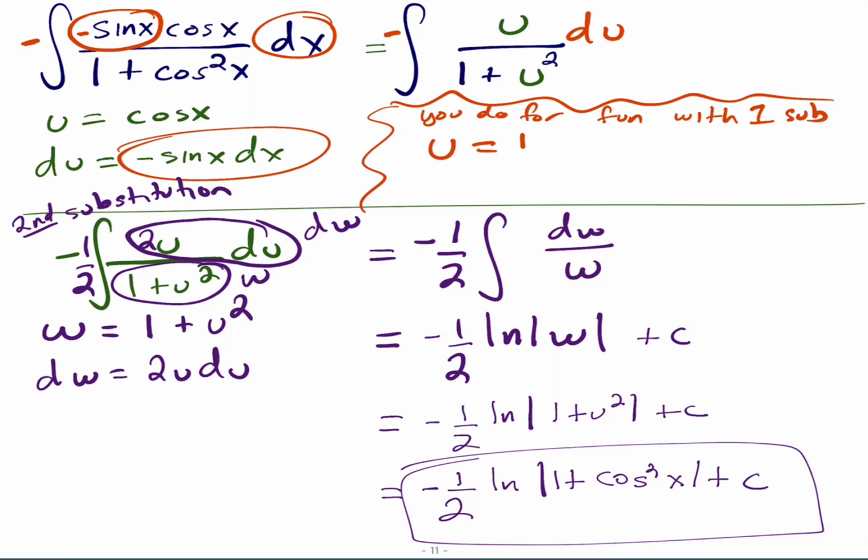Yeah, exactly. If you let u be 1 plus cosine squared x, notice what's the derivative of 1 plus cosine squared x? 2, so you do the chain rule, right? So 2 cosine x times negative sine x, right? Which is in the numerator, right? So it would be like doing the 2 substitutions that we just did, just in one step, right?